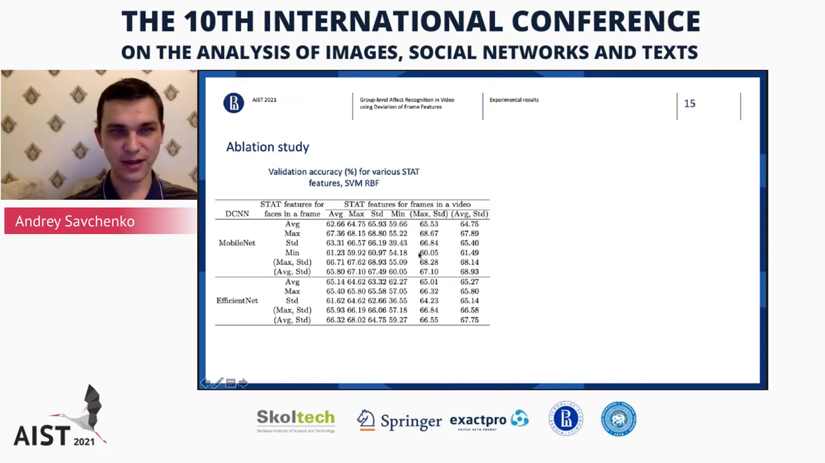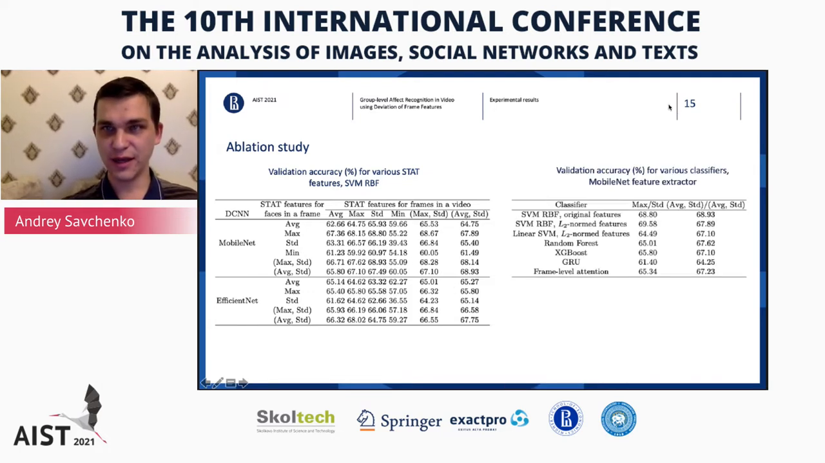Here, and you see that the best choice here is 68 and 93, or I believe 68 and 93 also here, and something like this. Okay, so this is some additional part of this validation accuracy.